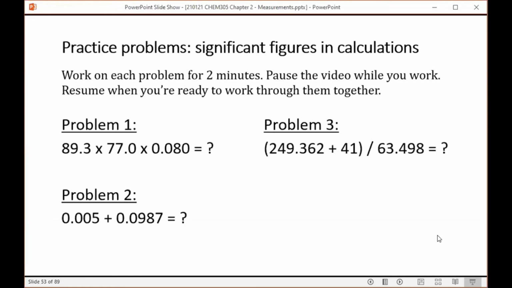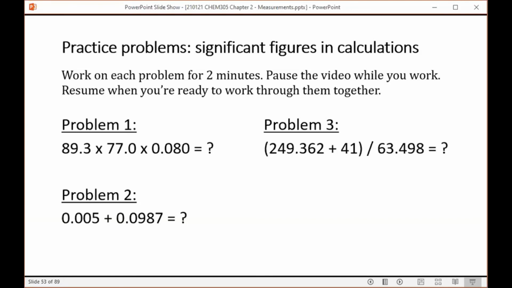Okay, so that's it for this section. We covered a lot of material: how to count the number of sig figs in numbers, how to round sig figs, and then how to do different types of calculations, addition, subtraction, multiplication, and division, as well as multi-step calculations with keeping track of the number of sig figs.